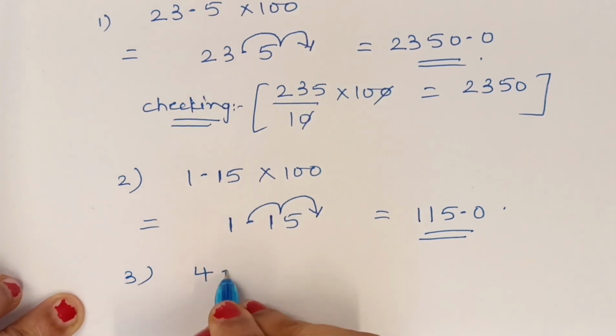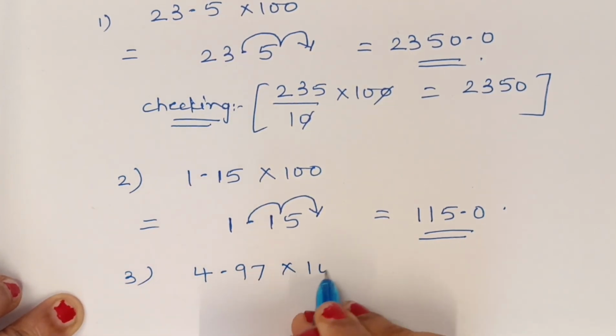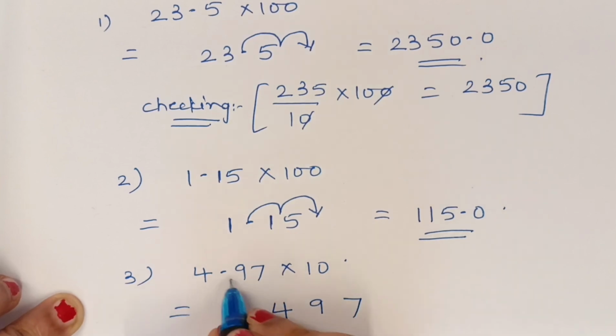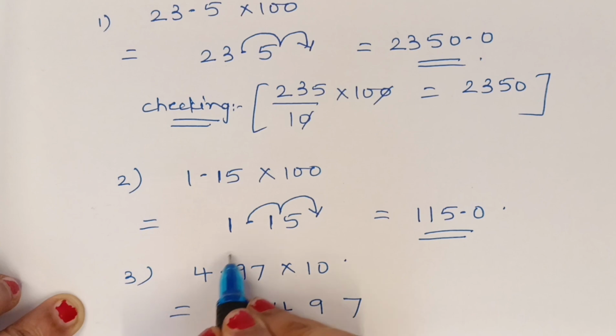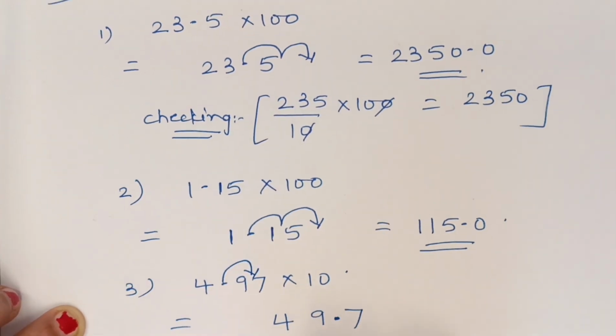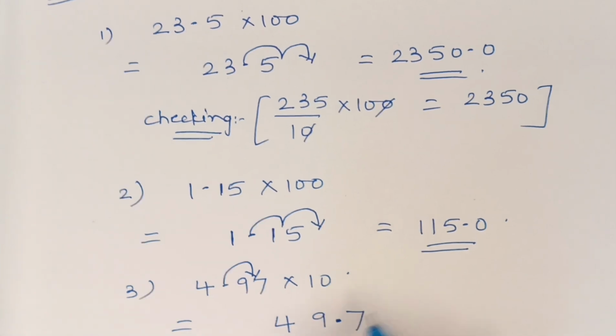Third question, 4.97 into 10. So how will I get the answer? What you have to do? If a decimal number is multiplied by 10, the decimal point shifts 1 place to the right, shifts 1 place. So your answer is 49.7. Let's switch to the next page. Next question.